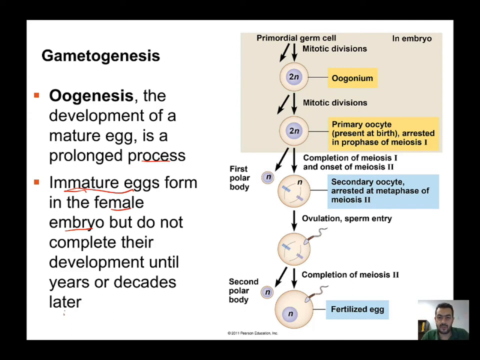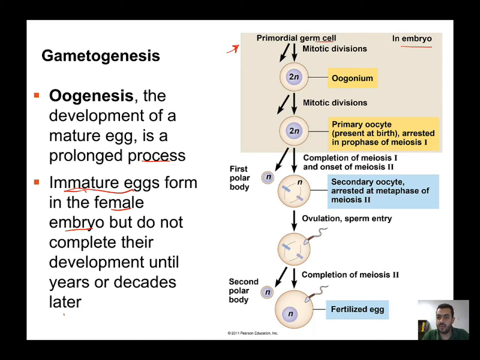So what is happening is that what you can see here in this grayish or beige color is occurring in the embryo of the female. So we start with a germ cell, again undergoing mitotic division to give us the oogonium, which again undergoes further mitotic division, so multiplication of the cells, to give us the primary oocyte.